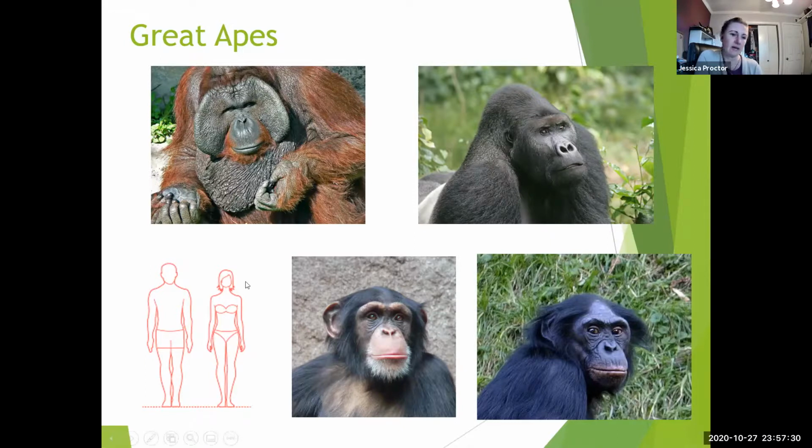And then you see here, humans. So the picture here with humans is actually showing you the lack of sexual dimorphism. So on average, males are not that much larger than females.